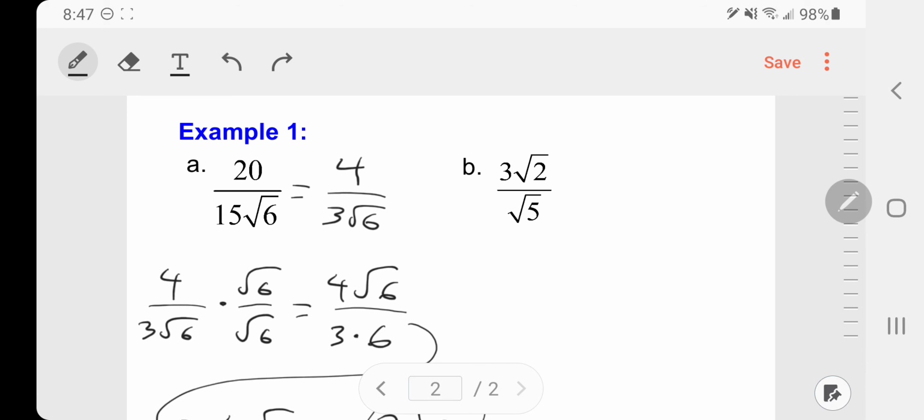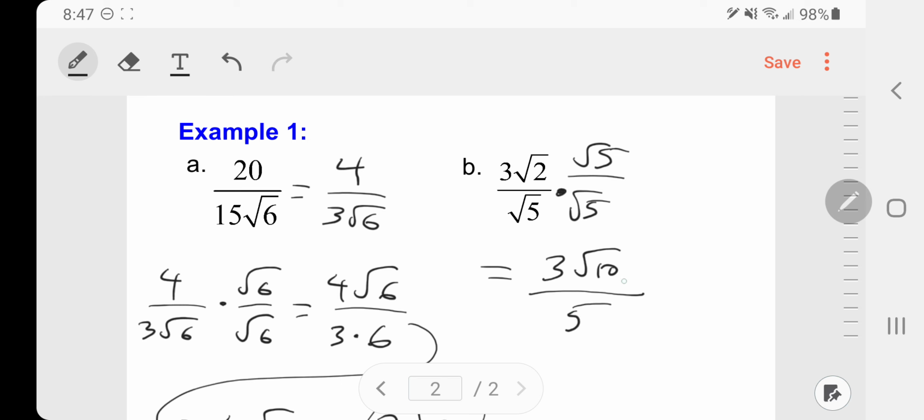All right, take a look at one more. So here we have a radical on the top and the bottom. We really only care about getting rid of that one on the bottom. So I'm going to multiply both top and bottom by the square root of 5. So on the top I get 3 and the square root of 10. And on the bottom we know square root of 5 times the square root of 5 is just going to give me 5. And actually in this one, that is my final answer. Nothing else to simplify here.